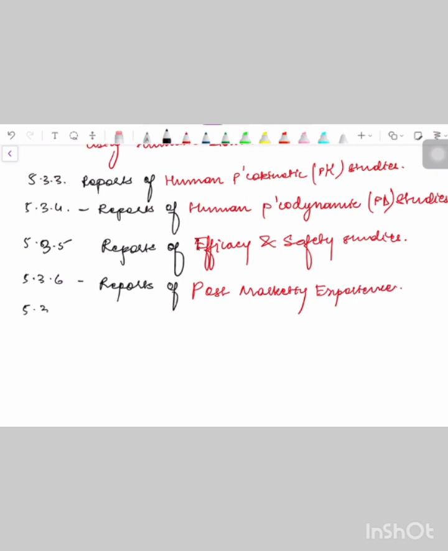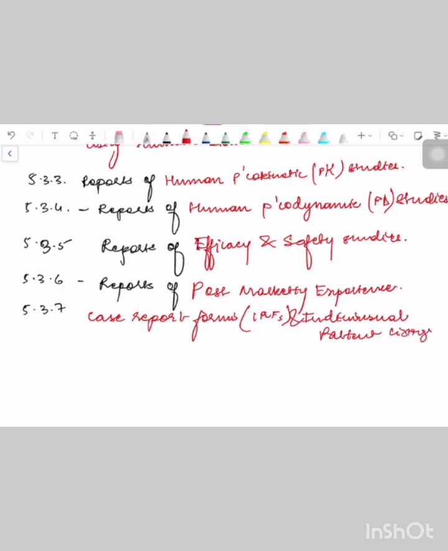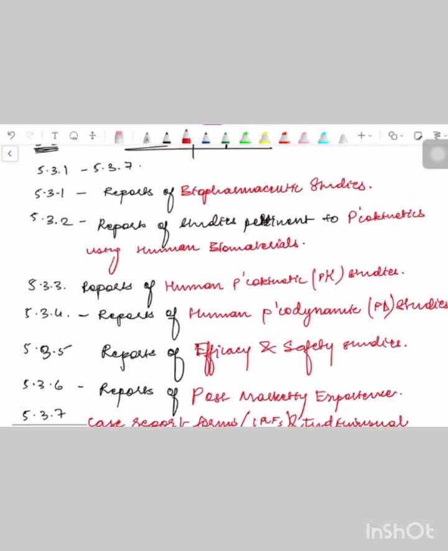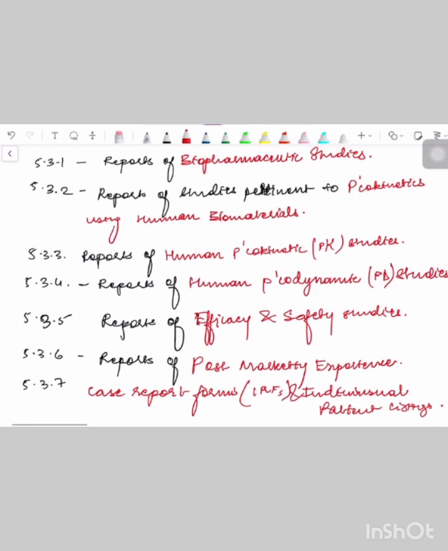And 5.3.7 would be case report forms, that is CRF, and individual patient listings. So these are what the 5.3 clinical study reports section includes.